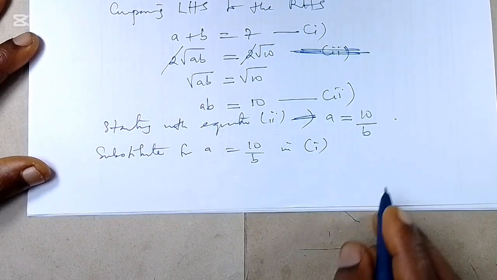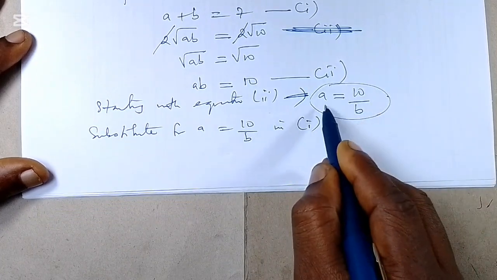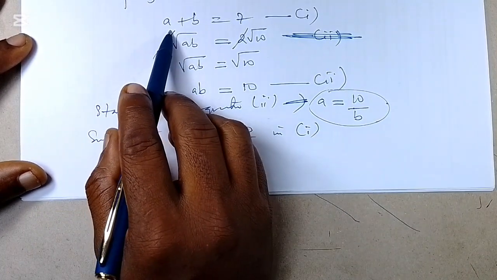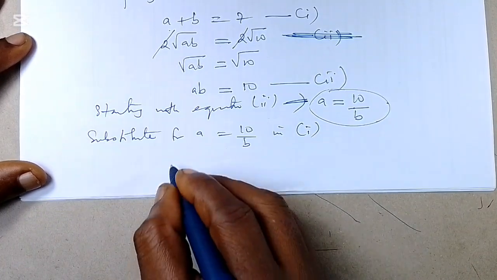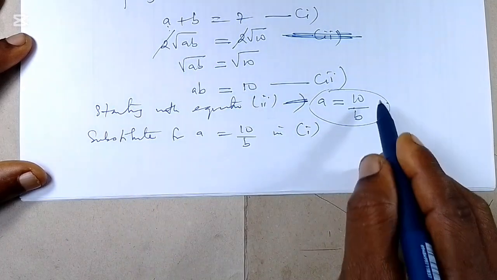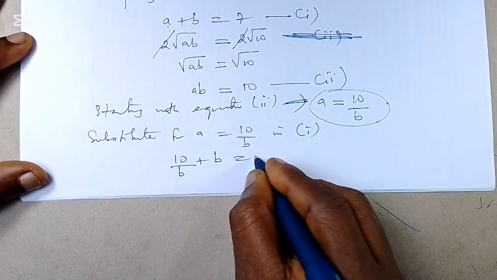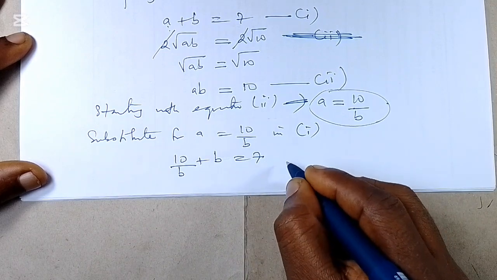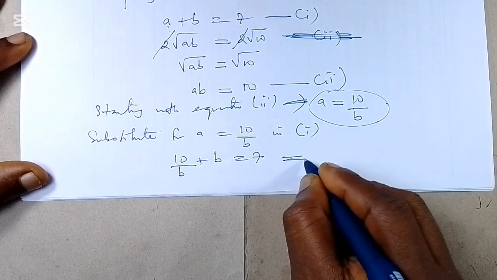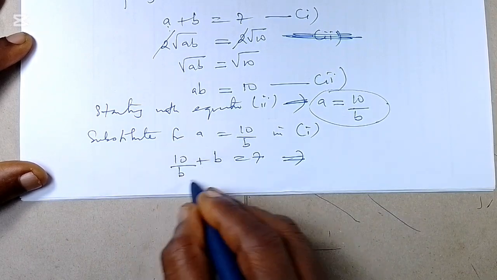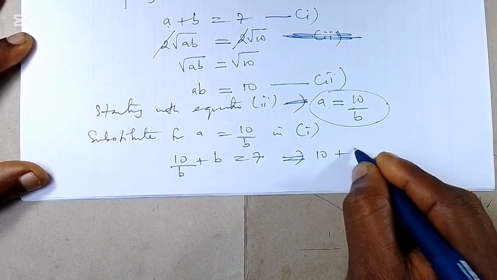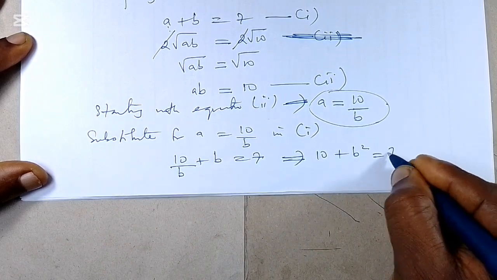Once you get that done, take this result, A equals 10 over B, and substitute for it in equation 1. It means that wherever you find A in equation 1, you'll be putting 10 over B. So I'm going to quickly do that. 10 over B plus B will be equal to 7. And if I multiply through by B, this would give you 10 plus B squared equals 7B.